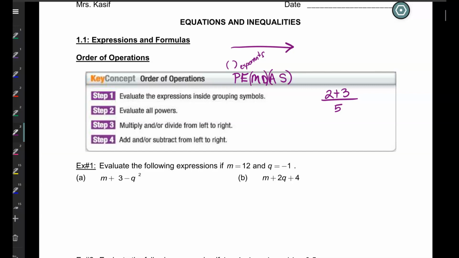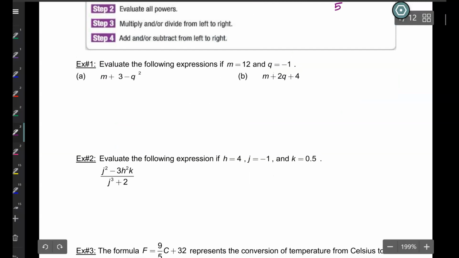Evaluate all the powers, multiply and or divide from left to right. That's what I was just saying. Add and or subtract from left to right. Okay, we got this. No calculator. Right? We can do this.